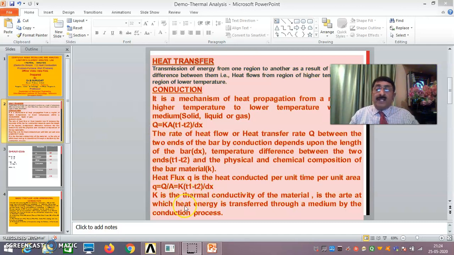Here K is the thermal conductivity of the material, the rate at which heat energy is transmitted through a medium by the conduction process. That means more the value of K, more will be the rate at which heat energy is transferred through the medium. This you should know.